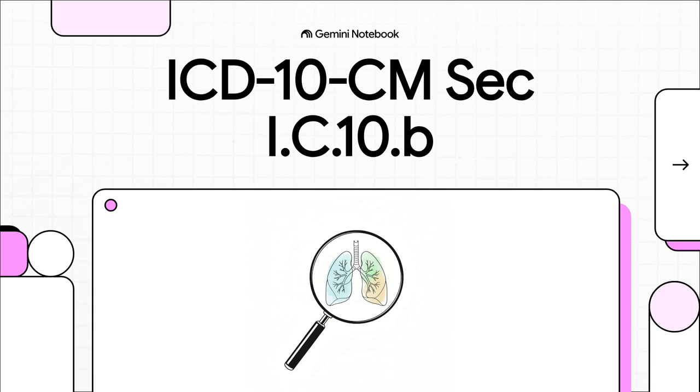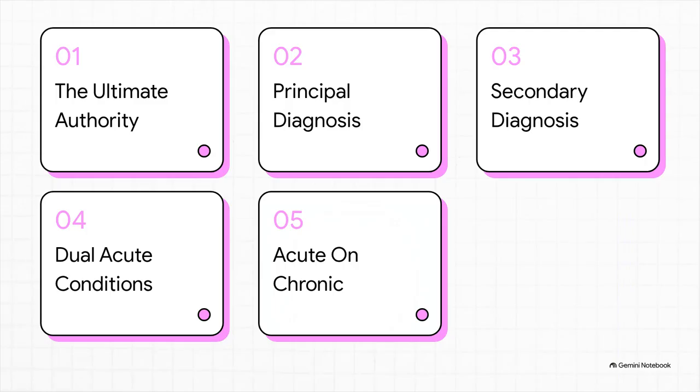Guys, we have officially hit the halfway mark. For today's explainer, we're taking on a massive and highly scrutinized topic, Section IC10B. We're going to completely master acute respiratory failure, decode the principal diagnosis selection rules, conquer those tricky acute on chronic combination codes, and learn exactly how to survive intense clinical validation audits. Our goal today is 100% accuracy based strictly on the official guidelines. Let's dive in.